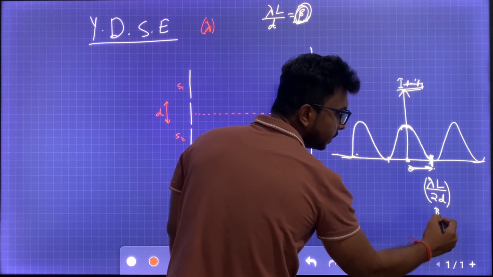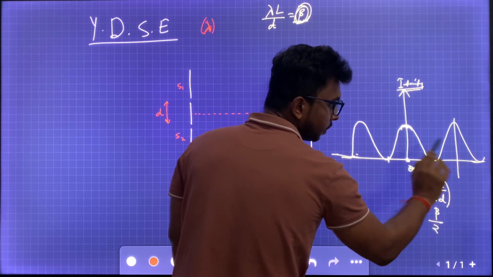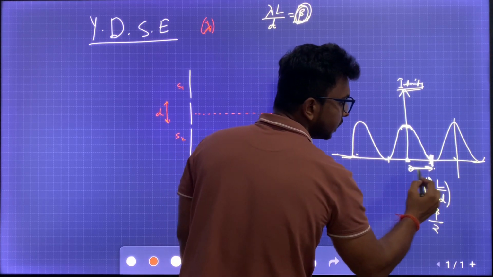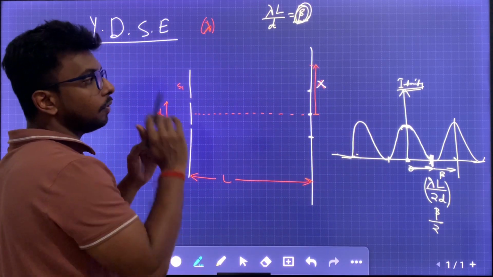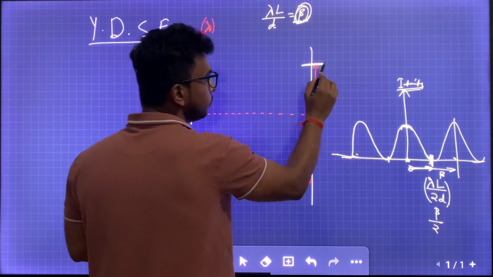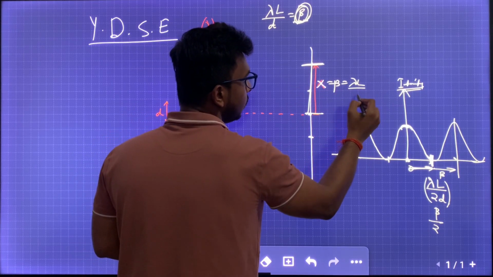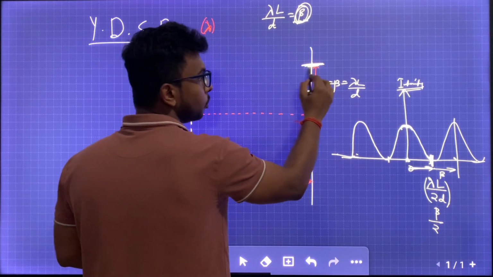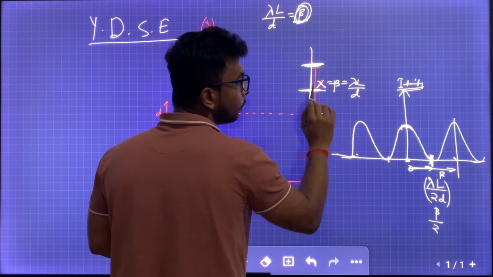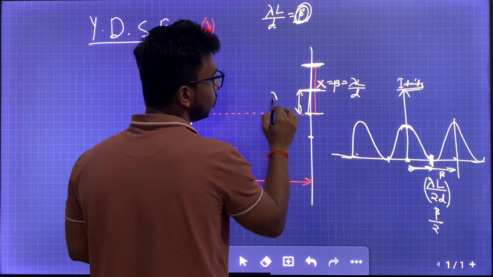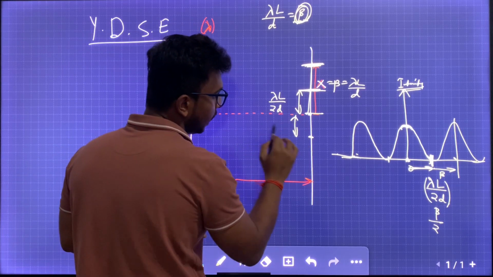Or I can say that it is beta by 2, half. The next maxima, that means the first maxima after the central maxima, comes at a distance beta. That means every change is happening at half a distance. So if I say this point is a maximum, this distance from here is equal to beta, which is lambda L by D. This is the maximum point. And between two maxima there will be a minimum point at lambda L by 2D. So if they want this distance, it is lambda L by 2D.